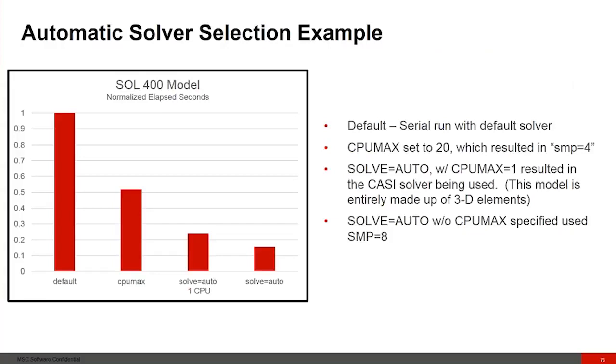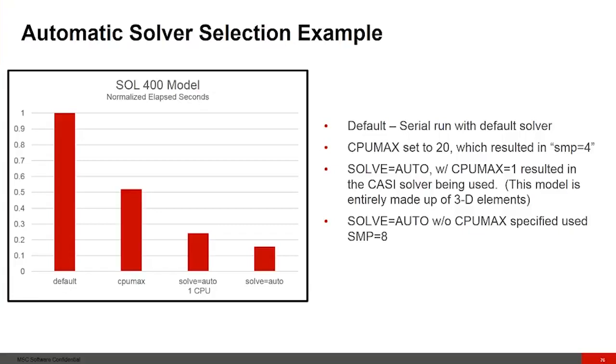So again, this automatic solver selection is very useful. You don't have to worry about much, and you don't have to go through different selections. You just define solve equals auto, and you have defined the memory max as well. So depending on the value of memory max, solve equal auto will decide what solver to pick for you. You can see the performance gain that we have obtained using this feature.